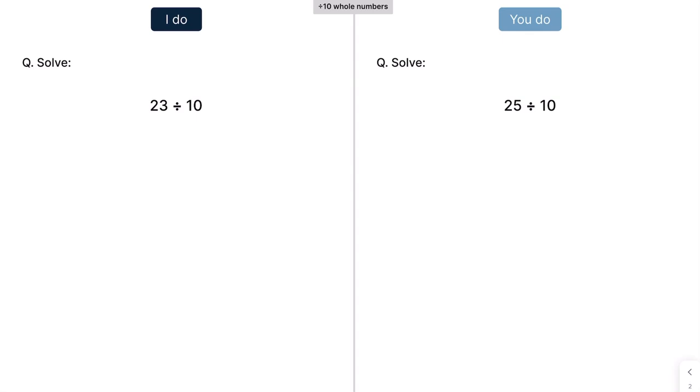So the way my videos work, I'm going to do the example on the left. You're then going to press pause and have a go at the example on the right. So grab a pen, grab a piece of paper and work with me.